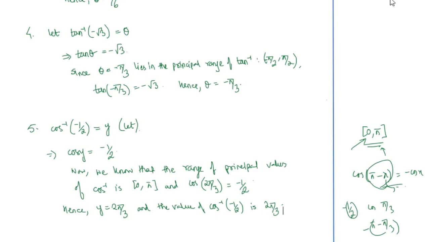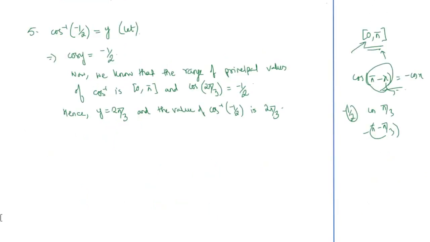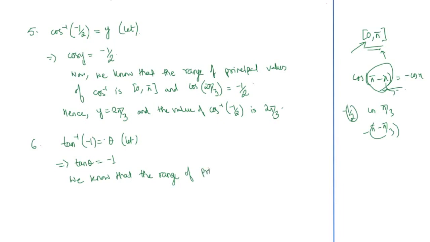Now coming to the last question for this video, we are given to find tan inverse minus 1. So let tan inverse minus 1 be equal to theta. So that implies that tan theta is equal to minus 1. Once again, we know that the range of principal values of tan inverse is minus pi by 2 to pi by 2.